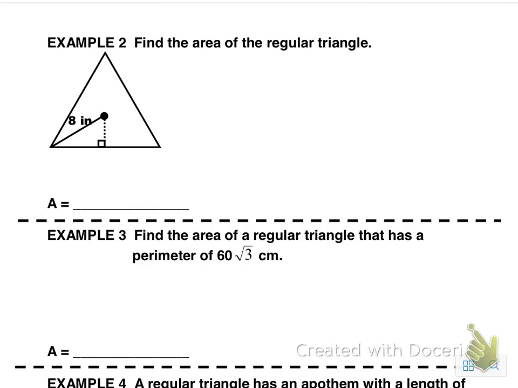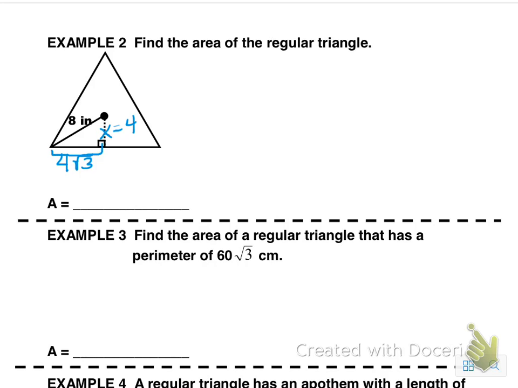Okay, looking at example 2, to find the area of the regular triangle, please make sure we look at the information given to us. They did give us the hypotenuse of the smaller triangle, which is twice the length of the apothem. So if the hypotenuse is 8, then our apothem is going to be 4. And then we know that from here to here is x square root of 3, so that's going to be 4 square root of 3 for that length.